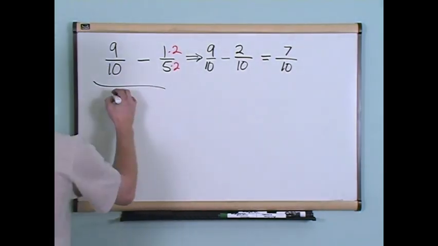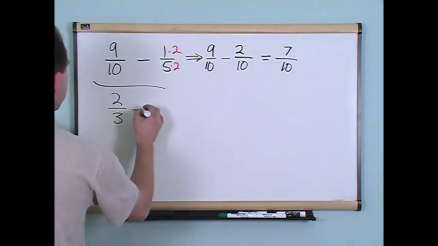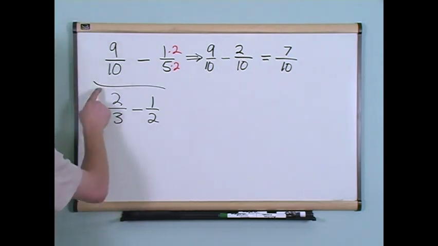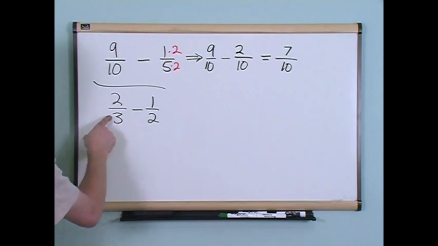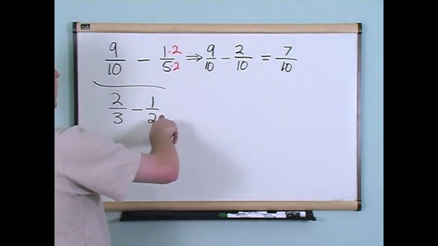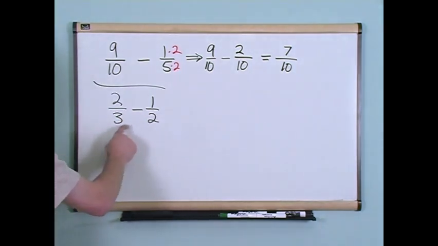What if you had 2/3 minus 1/2? Well, this problem is a little bit trickier because there's nothing I can multiply this bottom number by to give me a 2, and there's nothing I can multiply this bottom number by to give me a 3. So I'm not going to be able to just multiply one fraction, but what I know that I can do is, just follow along with me here.